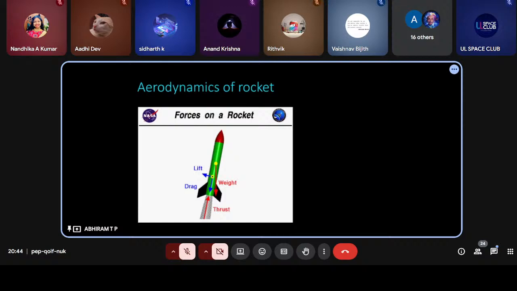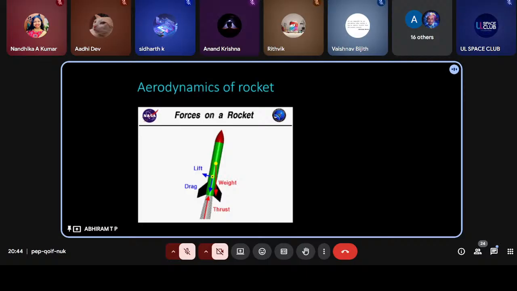On the other hand, unlike the plane, lift is very small and not that important, since it will only help us keep the rocket stable. I mean, lift is not that significant when it comes to rockets. For an aircraft, lift is the hero, and for a rocket, thrust is the hero.